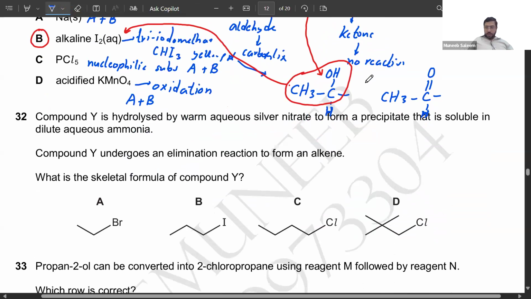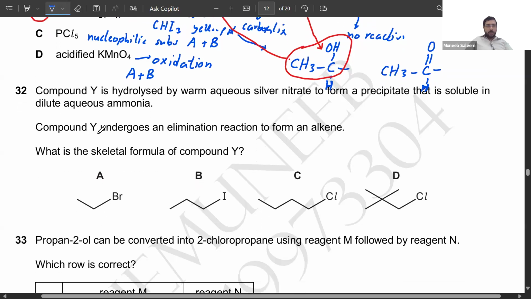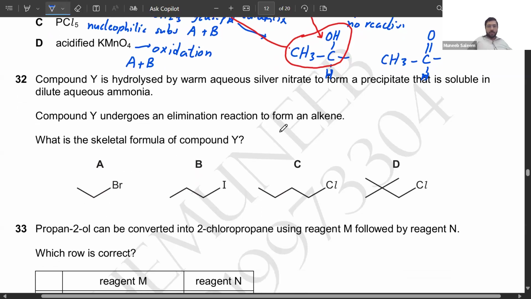Now question number 32. Compound Y is hydrolyzed by aqueous silver nitrate to form a precipitate that is soluble in dilute aqueous ammonia. Compound Y undergoes an elimination reaction to form an alkene. What is the skeleton form of compound Y? We have now 2 points to find out the real structure from the given options. The first point states that the reaction with silver nitrate will produce a precipitate that is soluble in dilute aqueous ammonia.